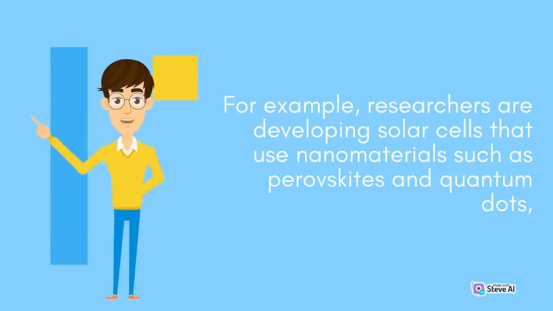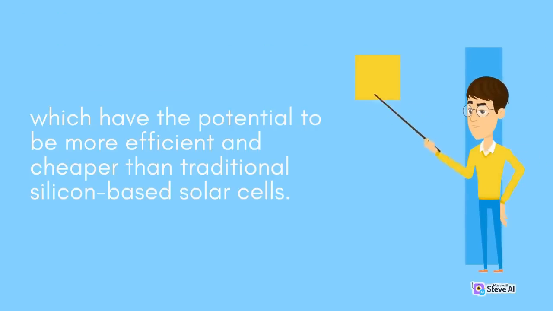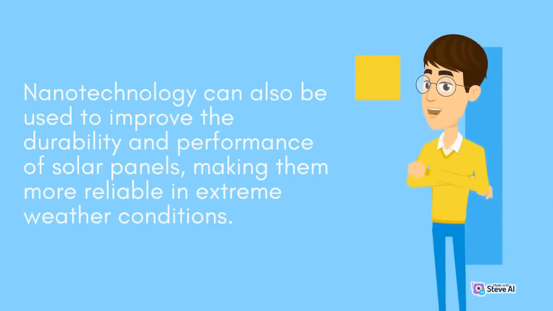For example, researchers are developing solar cells that use nanomaterials such as perovskites and quantum dots, which have the potential to be more efficient and cheaper than traditional silicon-based solar cells. Nanotechnology can also be used to improve the durability and performance of solar panels, making them more reliable in extreme weather conditions.